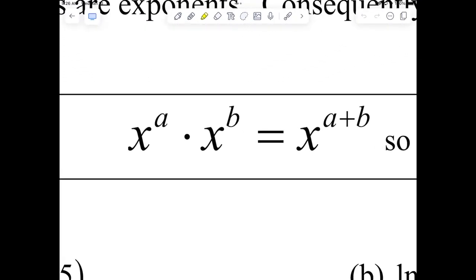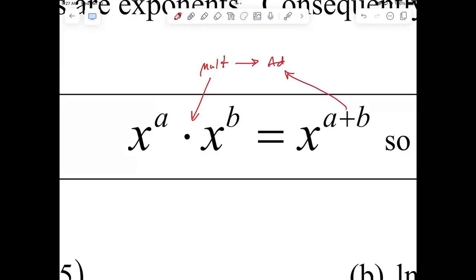Here's the exponential property that everyone knows, right? x to the a times x to the b is equal to x to the a plus b. When you are multiplying and the bases are the same, they have to be exactly the same. Andrew, this is what you were bringing up. All we have to do is add the exponents, right? Okay, so look what this does. This basically takes multiplication and it turns it into what? Addition.